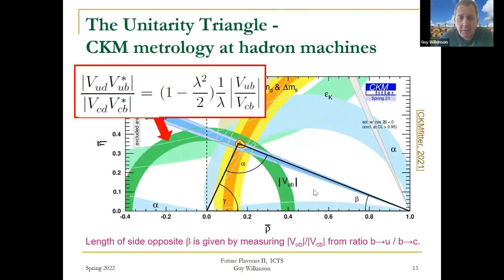Okay, so now to the next side here, which is this left-hand side. This is given by this green arc.